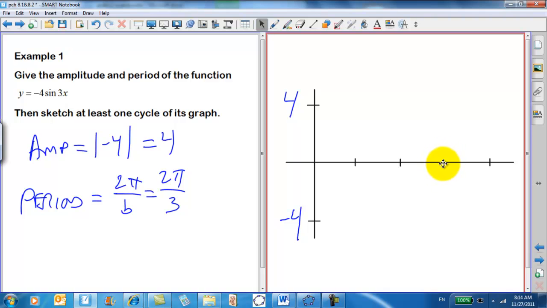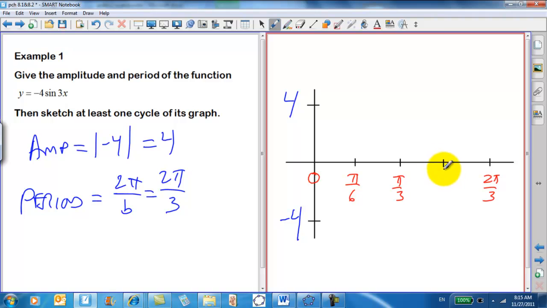Now, labeling the axes, we start with the period. And we're essentially going from 0 to 2 pi over 3. Cut that in half. Half of 2 pi over 3 is 1/2 times 2 pi over 3, or pi over 3. And then cut that in half again. Half of pi over 3 is 1/2 times pi over 3, which is pi over 6.